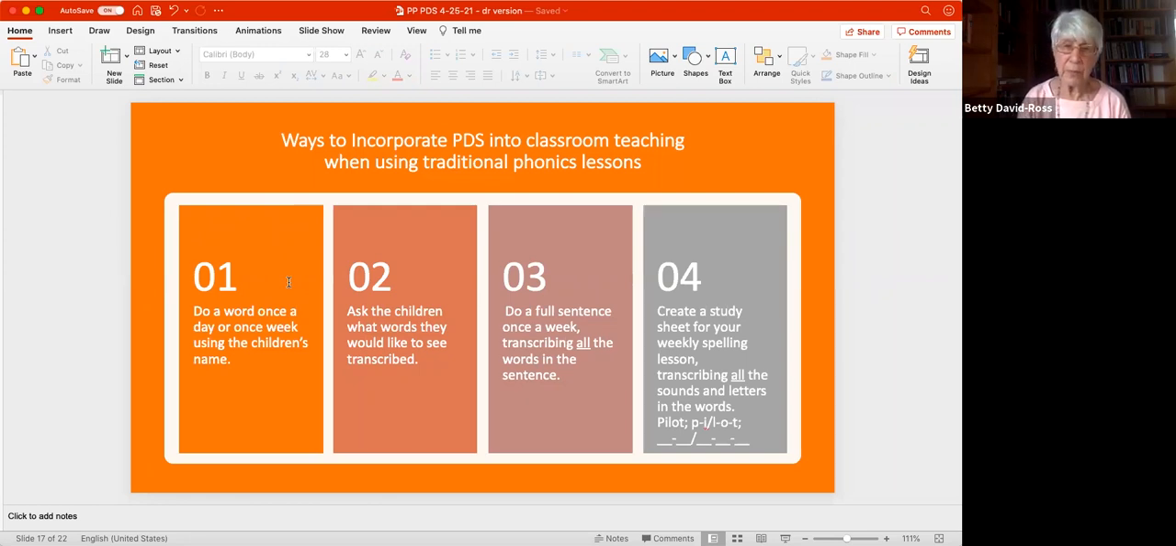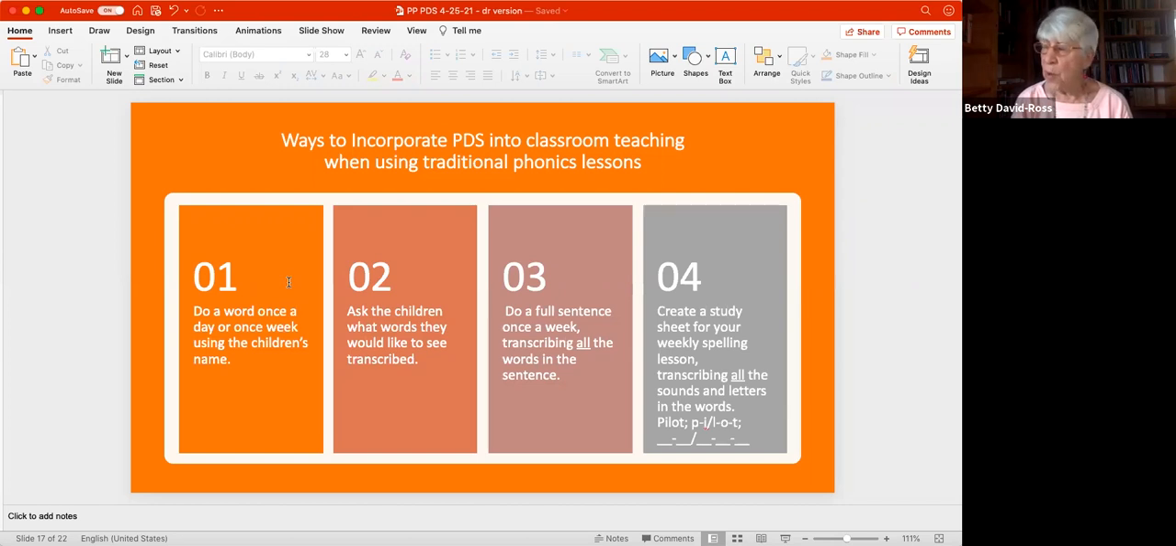Number two, you can ask the children what words they would like to see transcribed. What do I do with this word? What are the sounds? You can model it. They're asking you. You can ask other kids to help. Does anybody want to come up and figure this out? It's a game. It's really a game. Number three, do a full sentence once a week, transcribing all the words in the sentence.